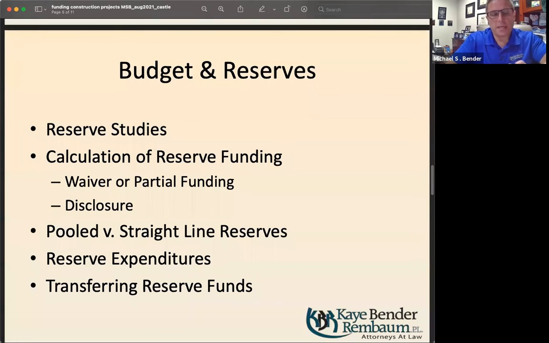Before I get into the slide and the reserves, I want to talk about operating budgets. All board members are adopting operating budgets, whether you're in the condo or the HOA. The operating budget is exactly what it sounds like. It's to address operating expenses, and it's supposed to be adopted toward the end of the prior fiscal year for the next fiscal year.